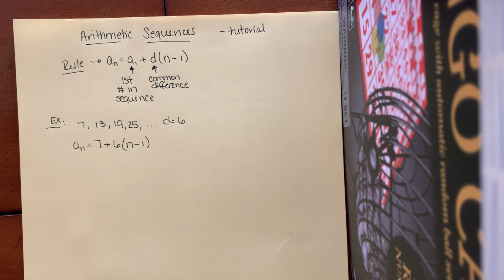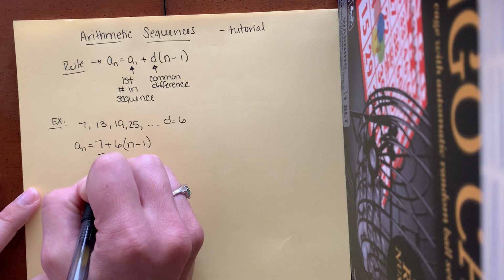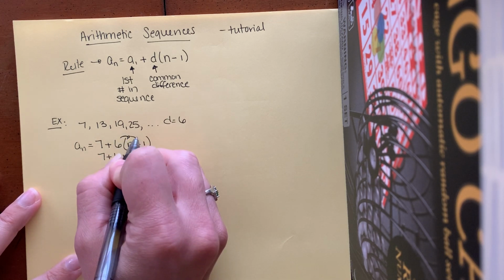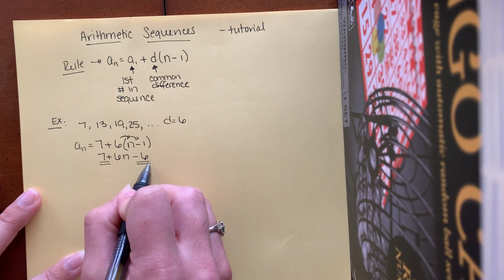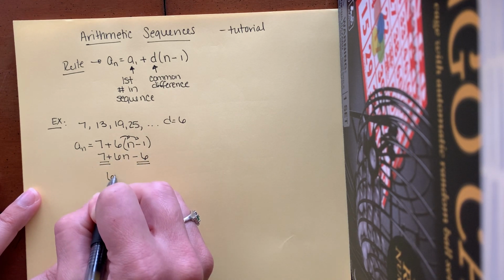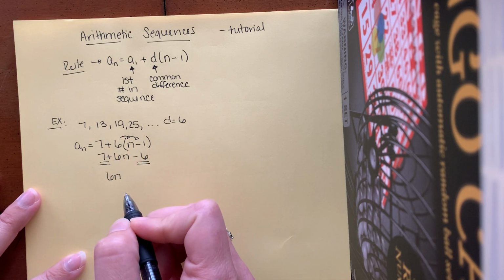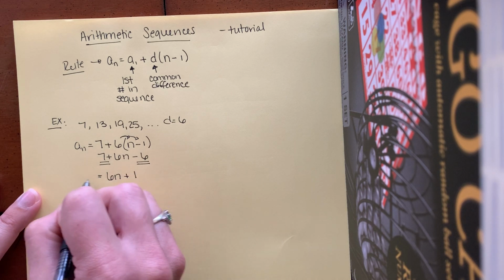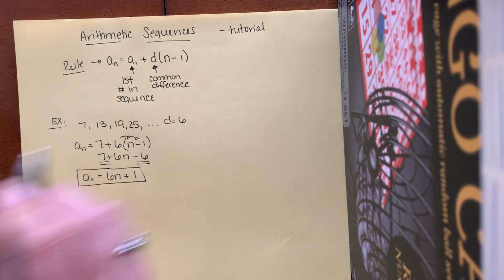Now, this equation can be simplified. So we are going to simplify this equation. We are going to distribute the 6. And then we can combine like terms. I like my variable term to come first, so I keep my 6n first. And then I can put my 7 and my negative 6 together. So 7 take away 6 is a positive 1. So this is the rule for this particular sequence.